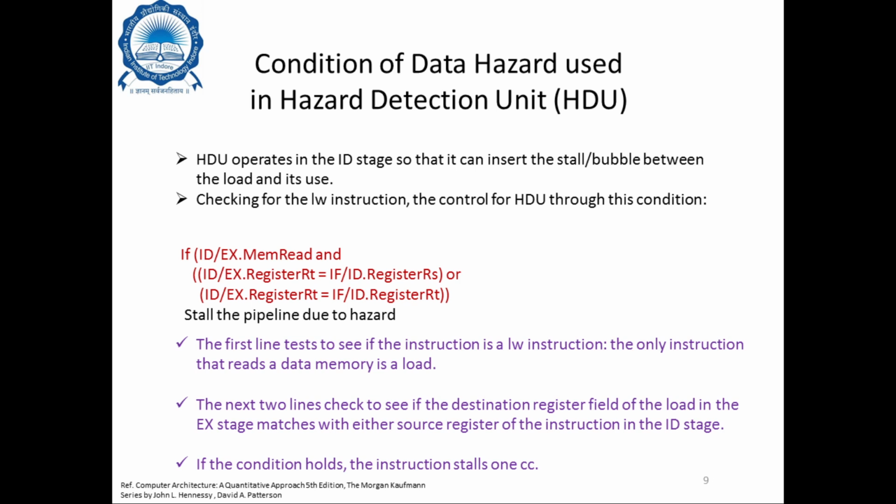Now let us move into the hazard detection unit, which we call HDU. Let us try to understand what HDU performs and how it operates. It is used in the context of the data hazard, to detect if there is a data hazard in the pipeline of the MIPS data path. So what is the condition for data hazard? The HDU operates in the ID stage so that it can insert the stall or bubble between the load and its use. Basically, it checks for the LW instruction.